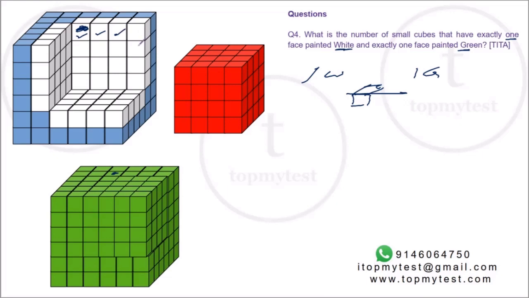1, 2, 3, 4, 5, 6. 6 on one face, because these all have only one face painted white, right? So these 6 will have one face painted white and the other exposed. So the white will remain and it will get painted over. Now what about this cube? Now this cube will have one face painted white, but it will have 2 faces exposed. Both of them will end up becoming green. This is this piece.